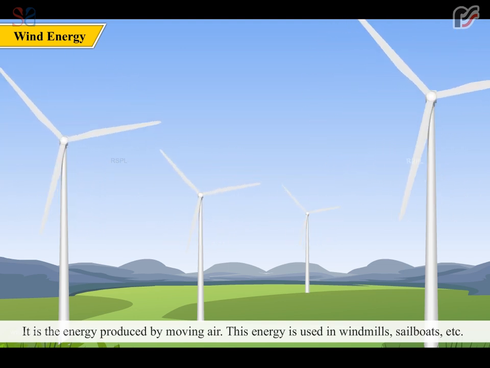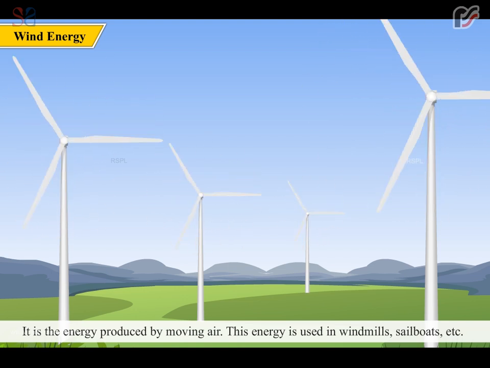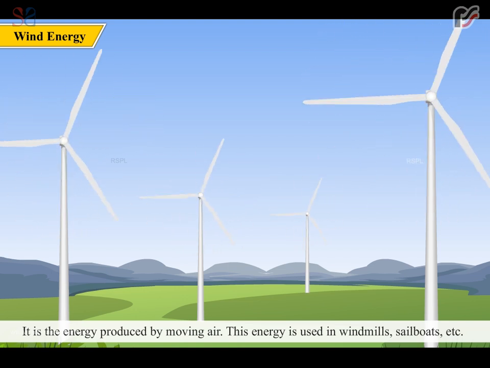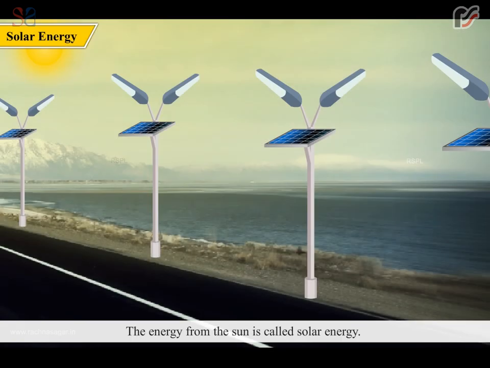Wind energy. It is the energy produced by moving air. This energy is used in windmills, sailboats, etc. Heat energy. The energy that we get by burning any fuel like cooking gas, kerosene, petrol, etc. is heat energy. Heat energy is used to run steam engines, cooking food, etc.